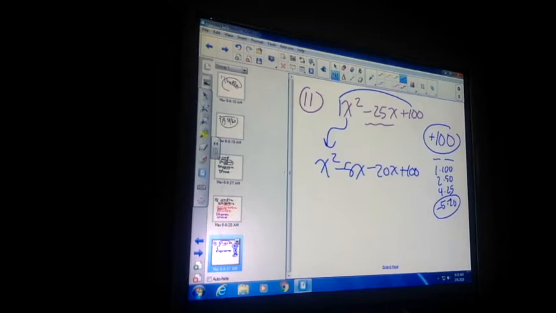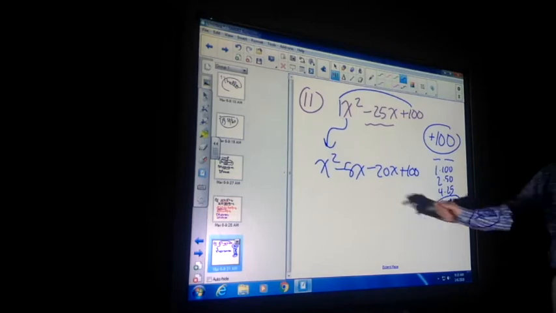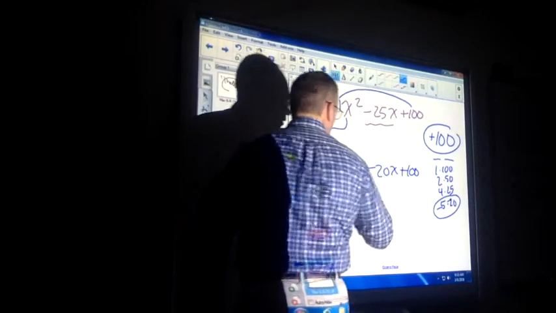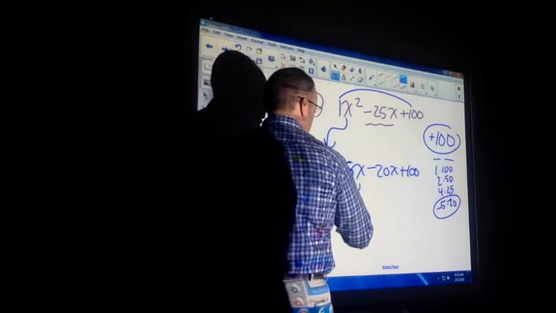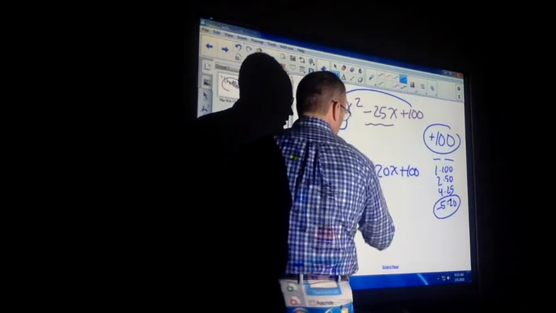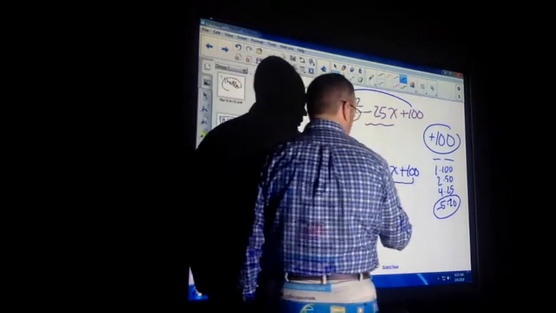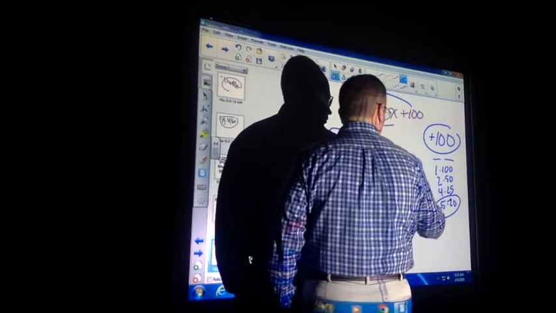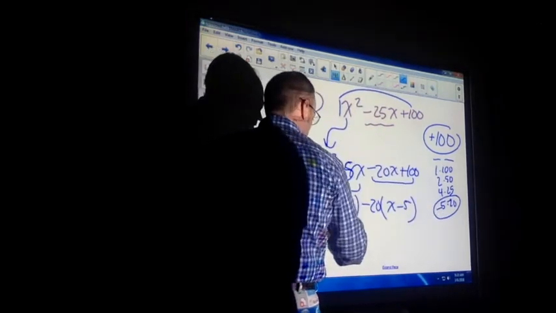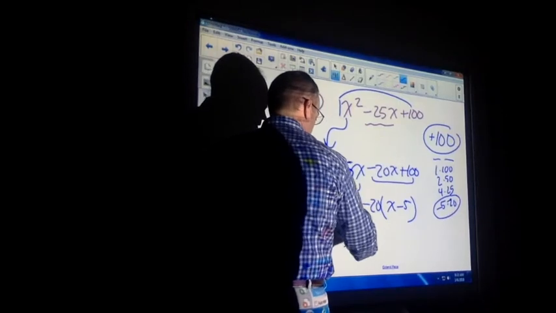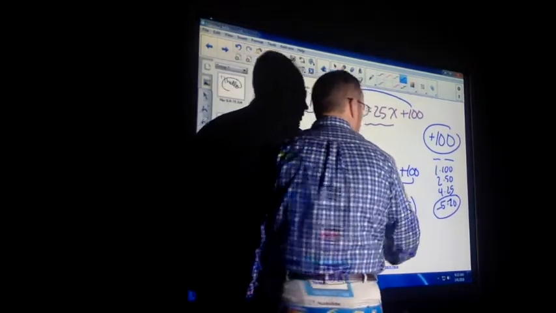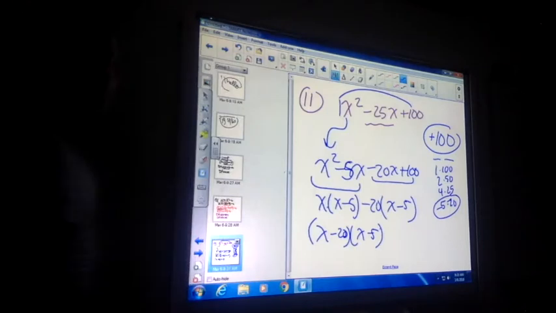Oh, jeez, you can't even read my writing. That's 5x right here, isn't it? Yeah. Okay, so I have an x in common here. That's x minus 5. That sign stays the same. Looks like I can factor a 20 out of both of those. That gives me x minus 5. So x minus 20 and x minus 5. That's it. X minus 20, x minus 5 is our answer.